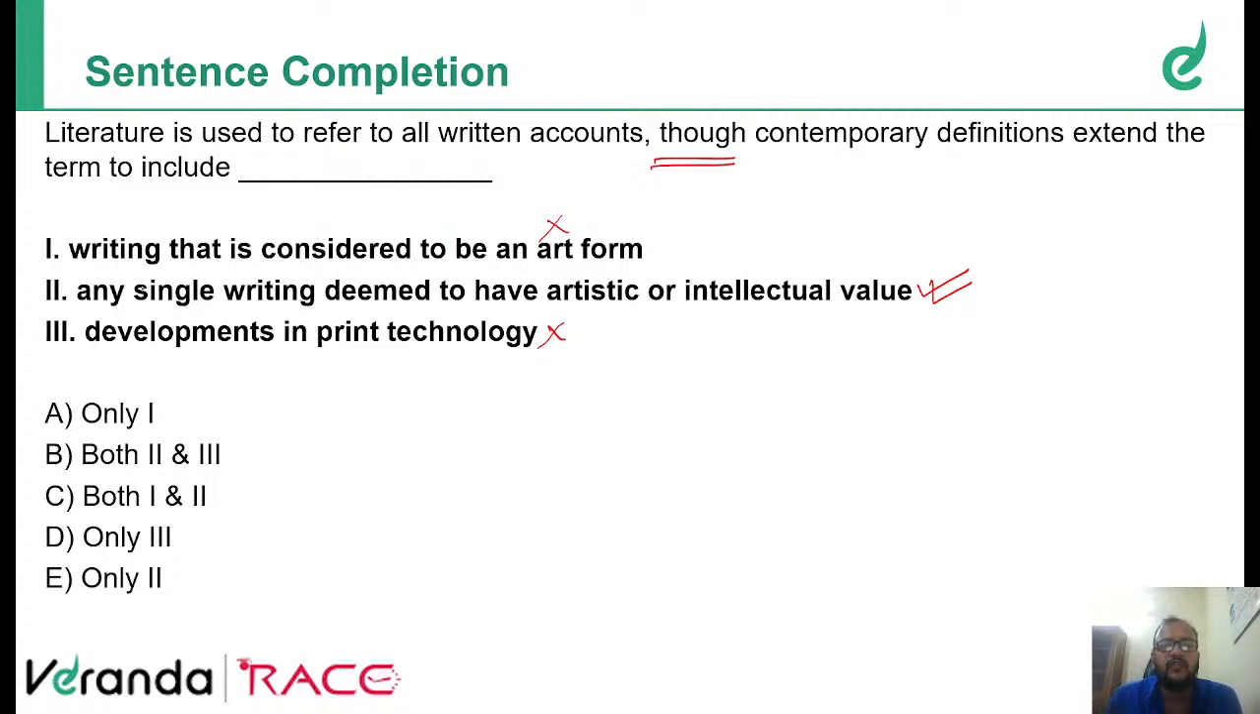Definitions extend the term to include writing that is considered to be an art form. Yeah, 1 and 2 are correct. C is correct, because I'll tell you why. Developments in print technology cannot be the contemporary definition that extends the term to include developments in print technology. So literature can be writing that is considered to be an art form, any single writing deemed to have artistic or intellectual value. So 1 and 2 will be the correct answer. 1 and 2 both correct.